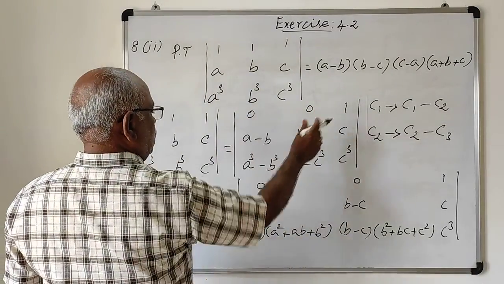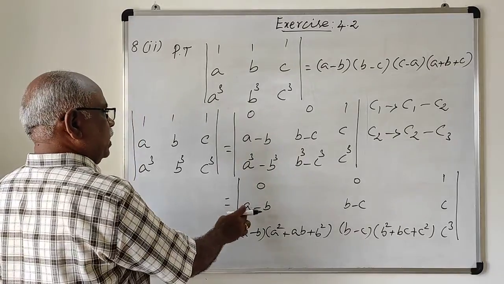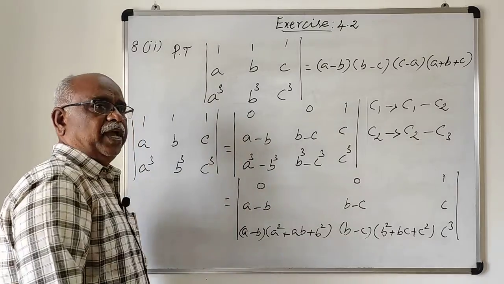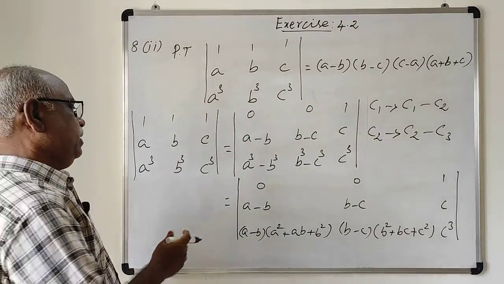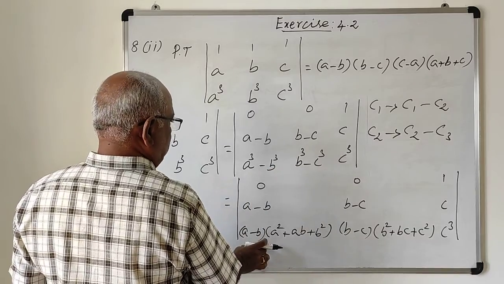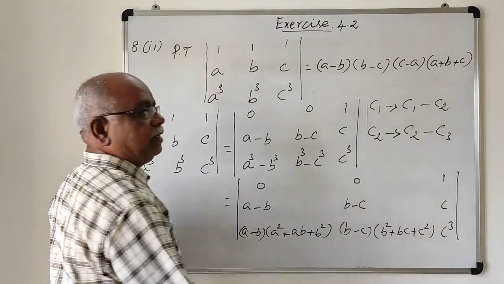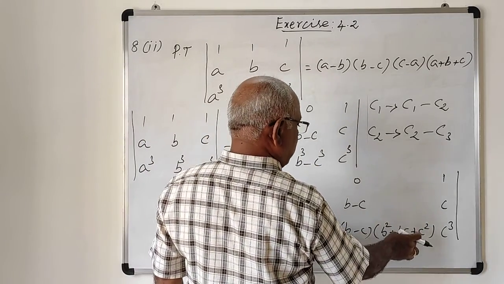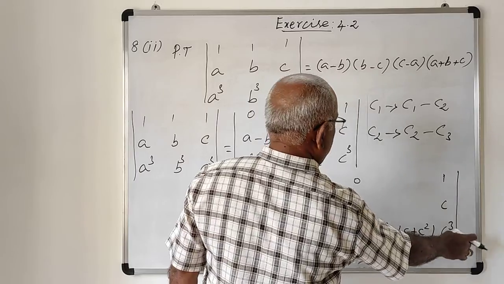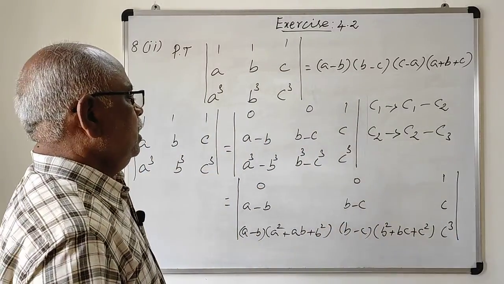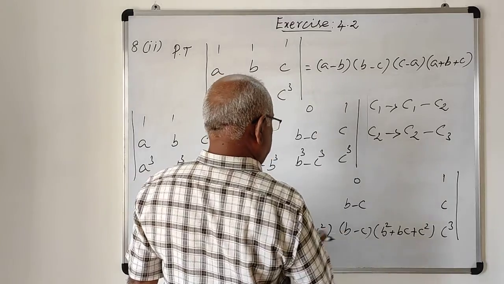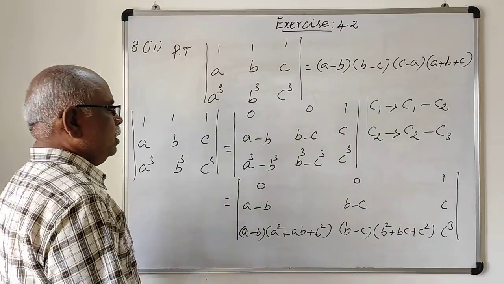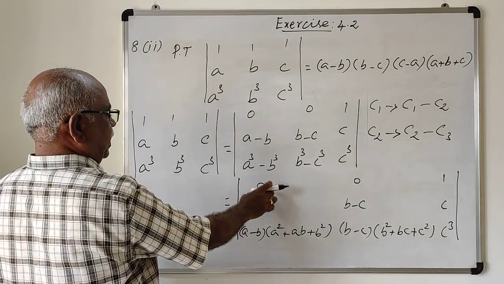Next, 0, 0, 1. First row you write as it is. Second row is also a minus b, b minus c, c. But in the third row, you know the expansion of a cube minus b cube. The algebraic identity: a cube minus b cube is (a minus b) into (a square plus ab plus b square). Similarly, b cube minus c cube is (b minus c) into (b square plus bc plus c square), and c cube as it is. Using the algebraic identity, I am expanding a cube minus b cube and b cube minus c cube.